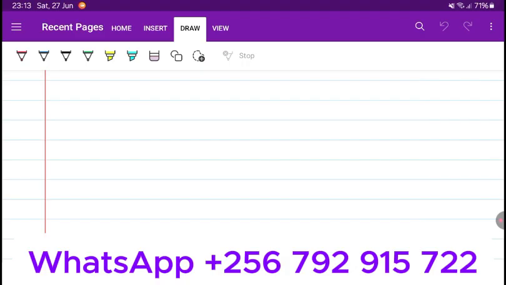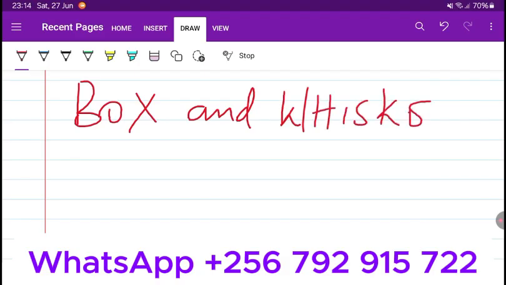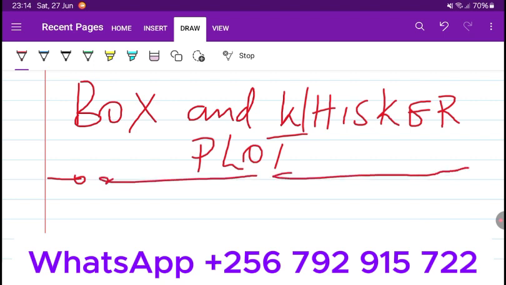Today we want to look at what we call the box and whisker plot. Most of the time they call them box plots.